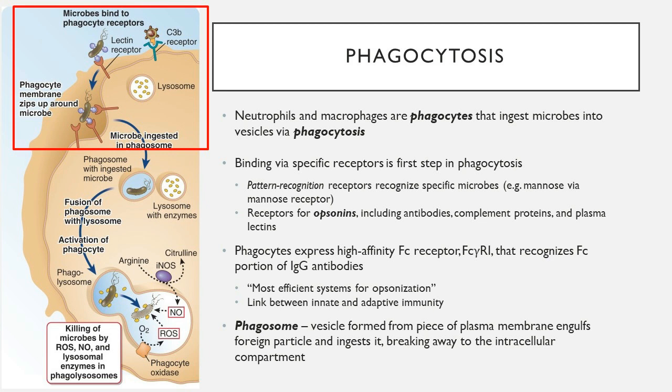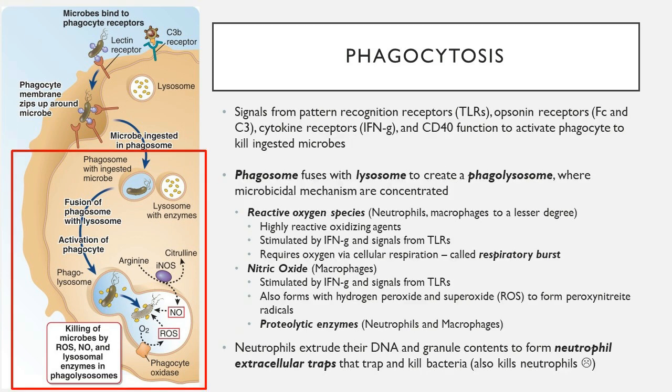So far on the slide, we've really only covered that very top left-hand portion of that drawing, but the end result of phagocytosis is a phagosome. Right? This is just a vesicle formed around pieces of the plasma membrane that engulfs a foreign particle, ingests it, and breaks away into the intracellular compartment. Once there, phagosomes fuse with lysosomes to create phagolysosomes, and this is where most of the killing action occurs.